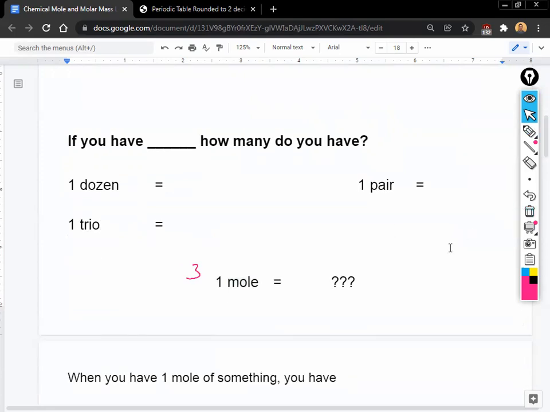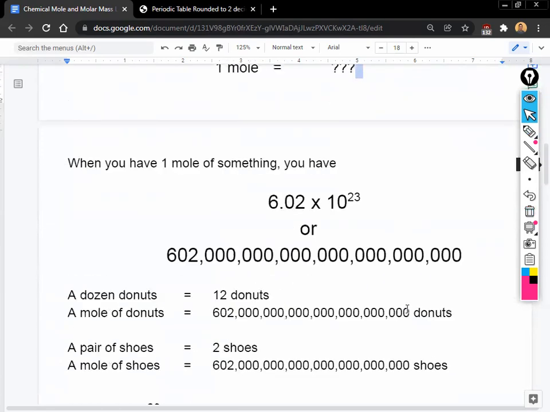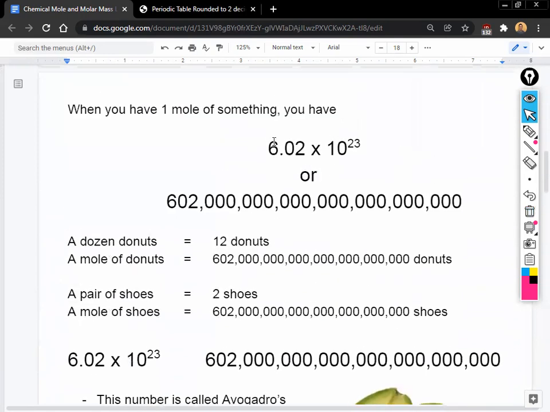Okay, so if I have a mole of something, you have that many: 6.02 times 10 to the 23rd. So I think that is, Mr. Edwards, you can correct me if I'm wrong, but this is 602 million trillion. I wish my bank account looked like that. Anyway, so this is when you have a mole of something.